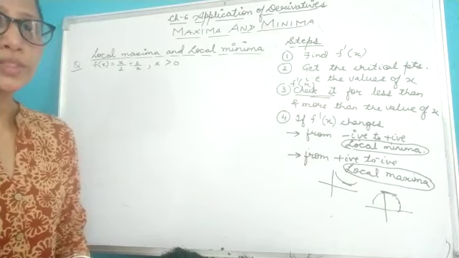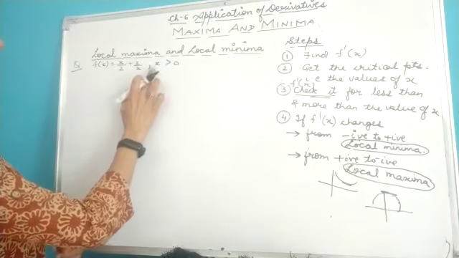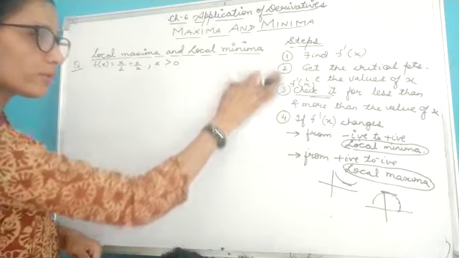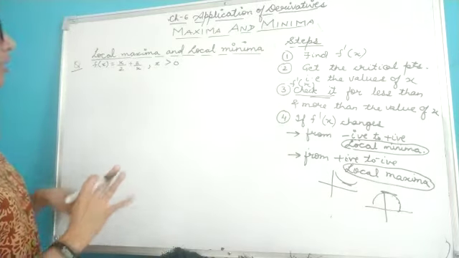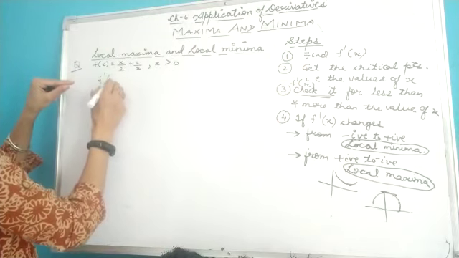Let's discuss this question, children. Here it is given x by 2 plus 2 by x, and x should be greater than 0. So we will be following these 4 points only. First of all, I need to calculate f dash x. So let us calculate f dash x.